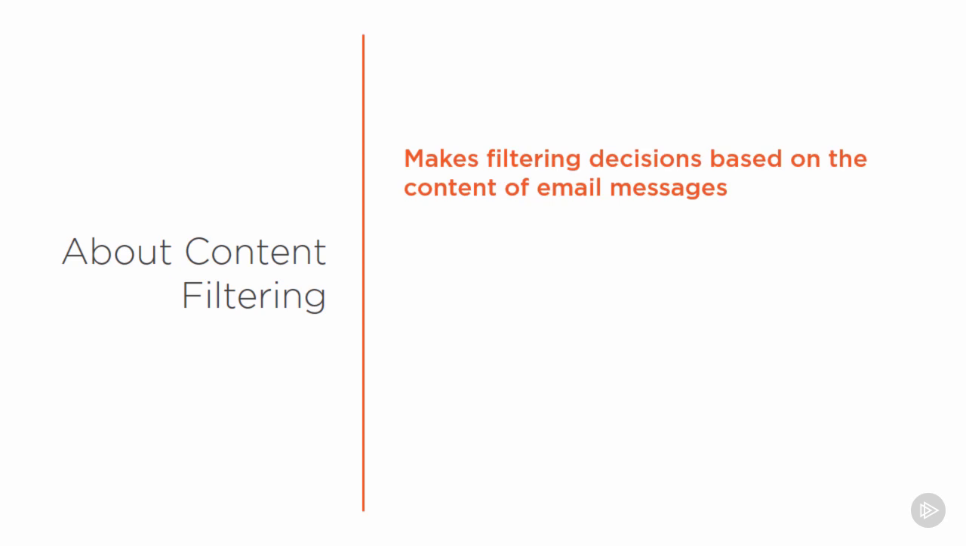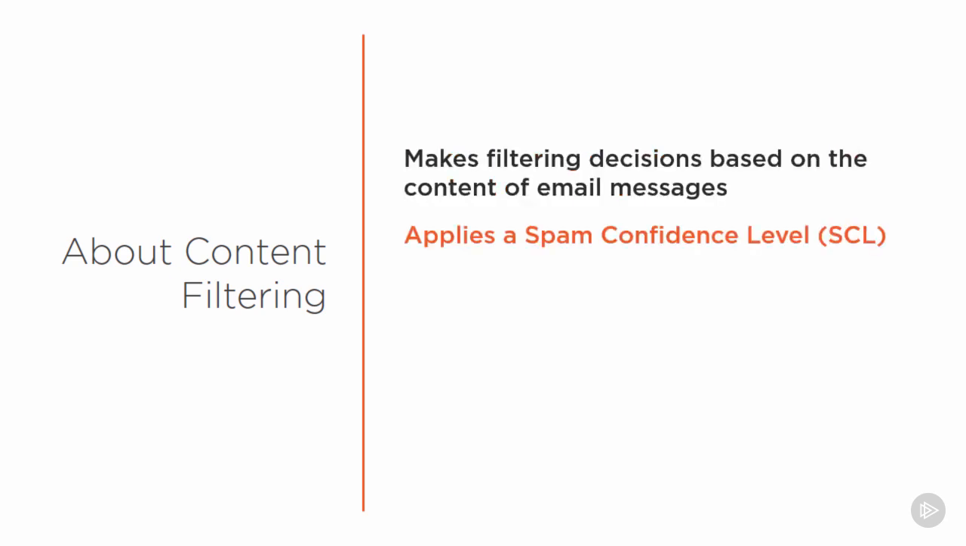Next up is content filtering. Content filtering makes filtering decisions based on the content of email messages. The content filtering agent will analyze the contents and apply a spam confidence level, or an SCL score, which is basically an indication of whether the content is spammy or not.